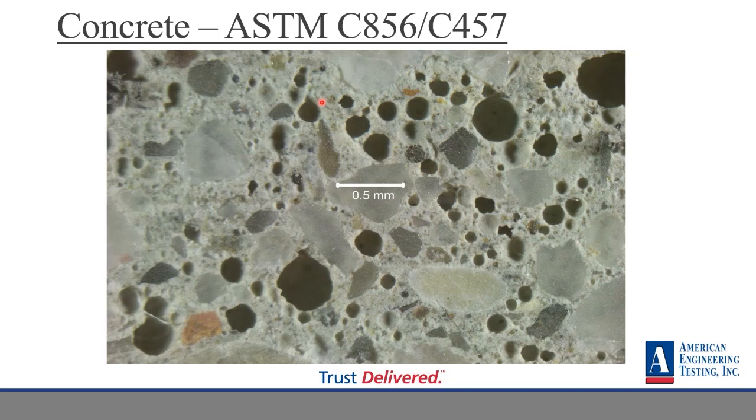Okay, let's continue to our petrographic analysis of concrete. We follow ASTM C856, which also includes ASTM C457. C457 is how to perform hardened concrete air void analysis, and C856 is the standard for petrographic analysis of concrete. So this image here is concrete under our stereoscope, and each of these voids is actually purposefully air-entrained concrete.